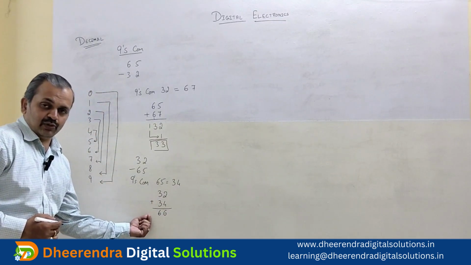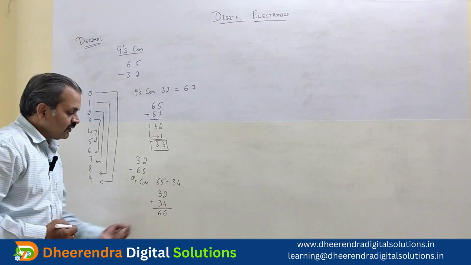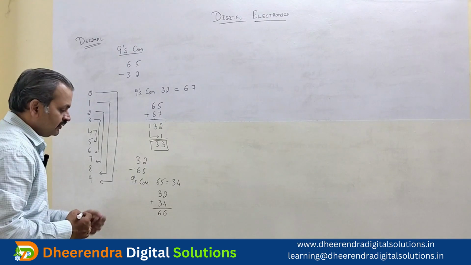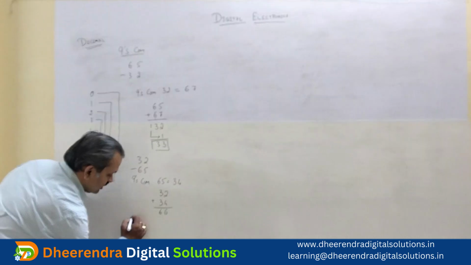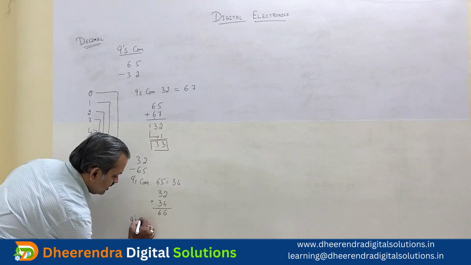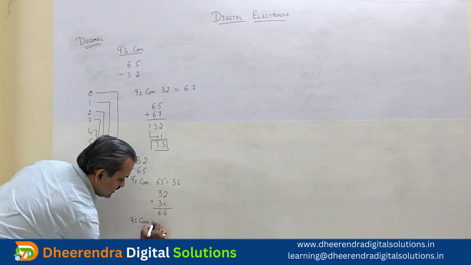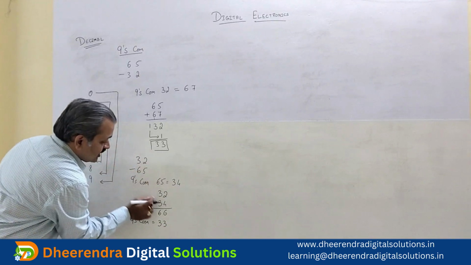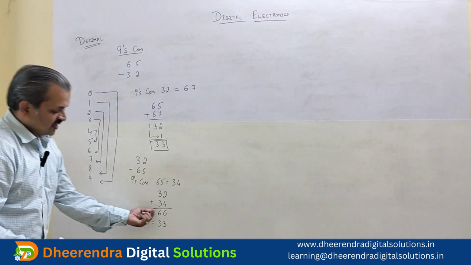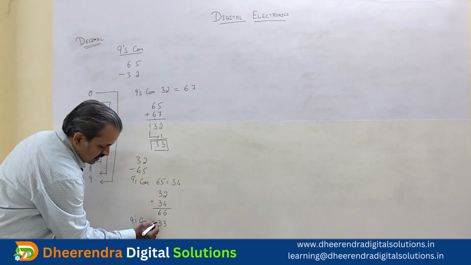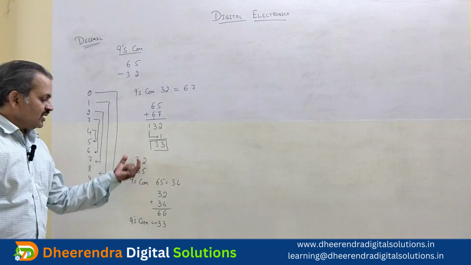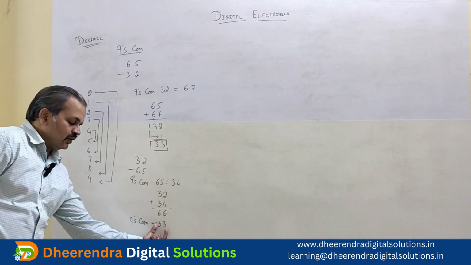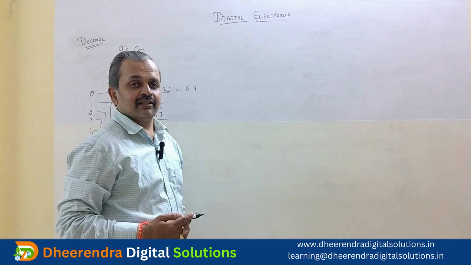Carry is 0. Since carry is 0, you have to take the 9's complement of the result. The 9's complement of the result, which is 66, is equal to 6 complement is 3 and this is 3. And since the carry was not generated, the result is negative. So it is 32 minus 65, which is equal to minus 33.